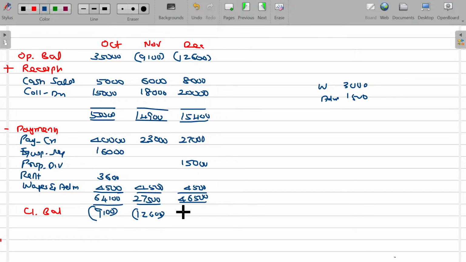You are running short of cash in the third month, 31,100 rupees. So you have to plan for the cash arrangements. That's what about the use of budget. Action planning you have to do for the budgets.